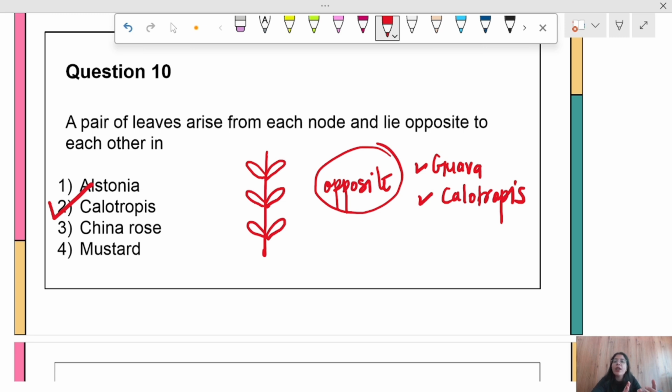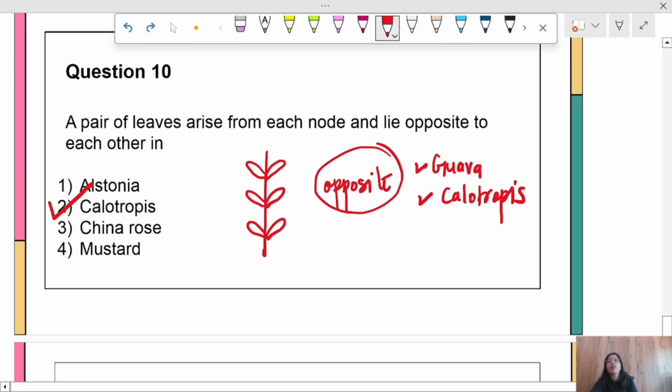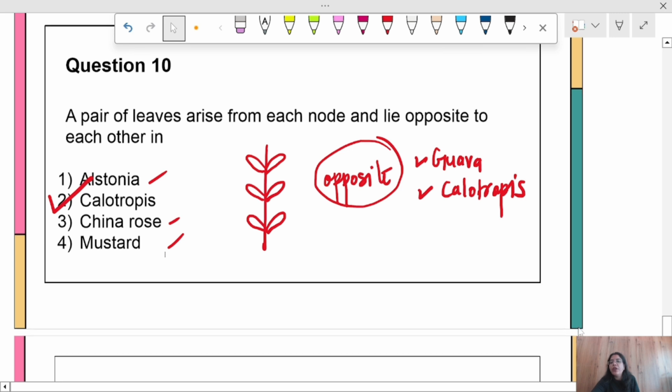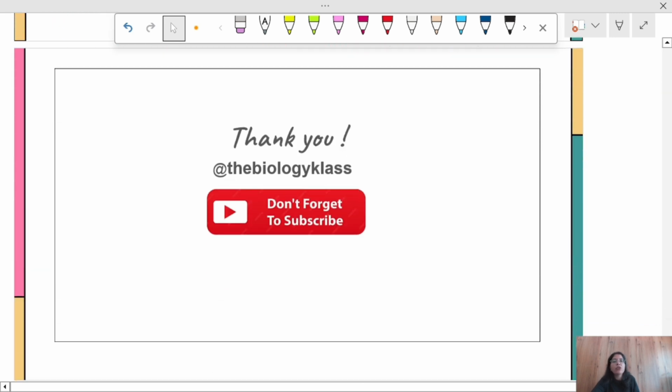You will tell me what are the examples of alternate phyllotaxy and whorled phyllotaxy, right? Alstonia is an example of whorled phyllotaxy. China rose, mustard, sunflower are examples of alternate phyllotaxy, right? Understood. So these were our 10 questions which we needed to discuss today.